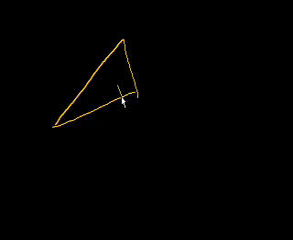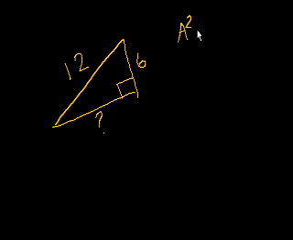Let's say, once again, this is the right angle. This side is of length 12. This side is of length 6. And I want to figure out what this side is. So let's write down the Pythagorean theorem. A squared plus B squared is equal to C squared, where C is the length of the hypotenuse.